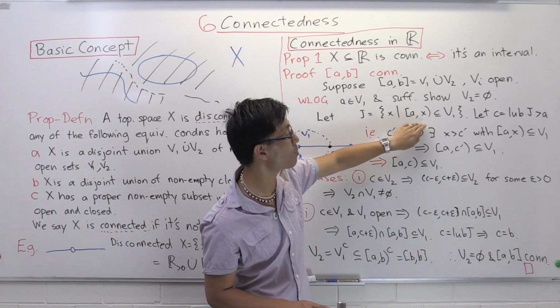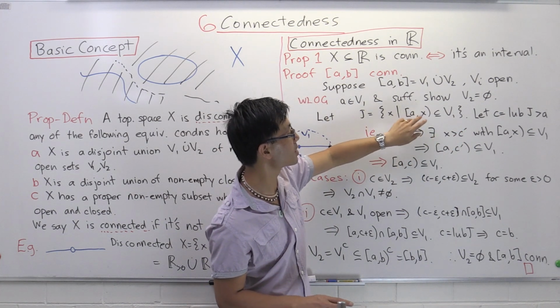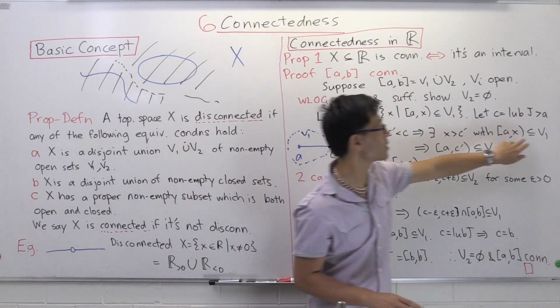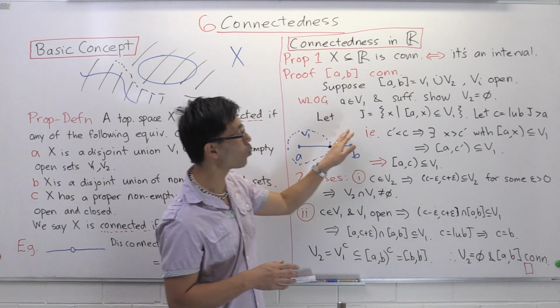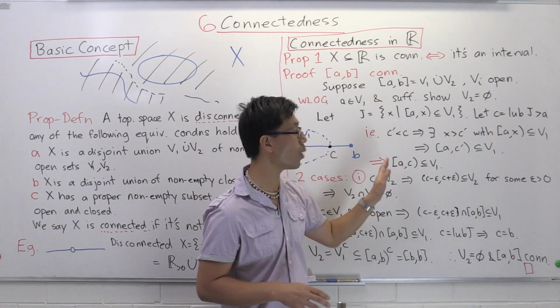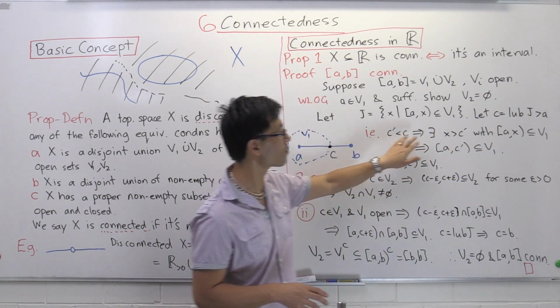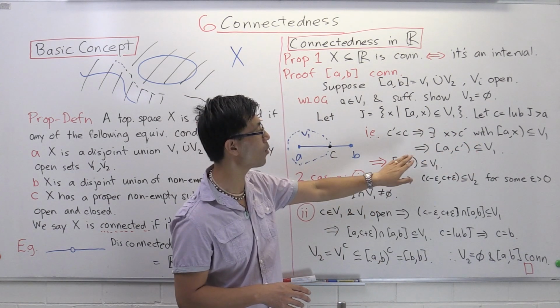And what does it mean for X to be inside here? It means that this interval from A to X is inside V1. So that's what it means. If you look at what's the conclusion from all of this, the takeaway that I want to give you from all of this argument, it's a little bit complicated, it's the following.